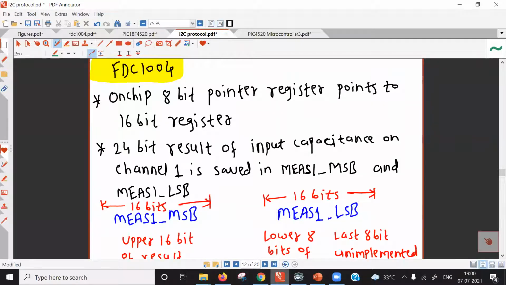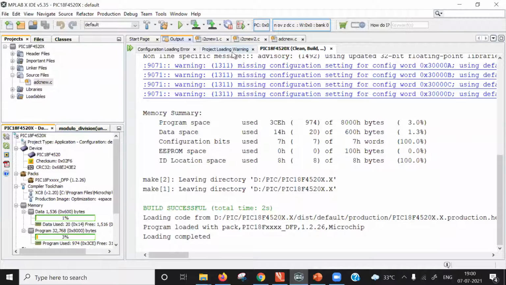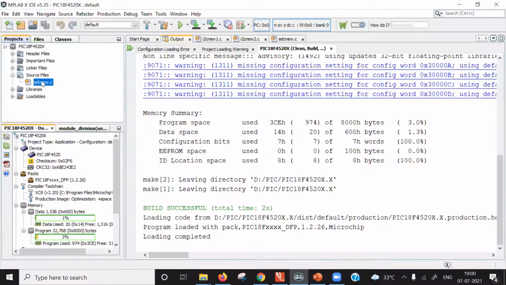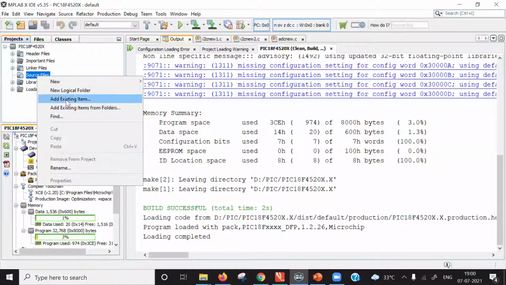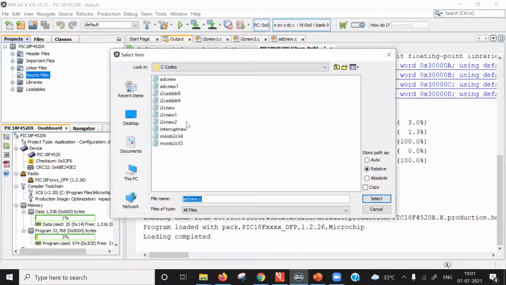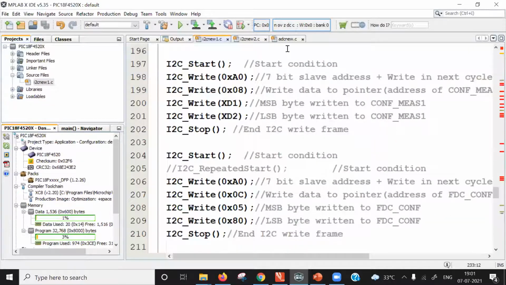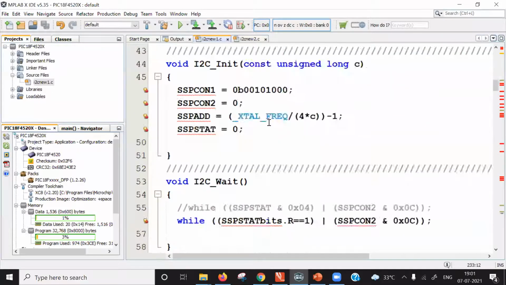Now we'll go to the code. The code is already written, and I will discuss that code. So under source files, I am adding our C file written for the I2C protocol. I am adding an existing item, and this is my file, I2C new one. So this file is added here. This is the code file.